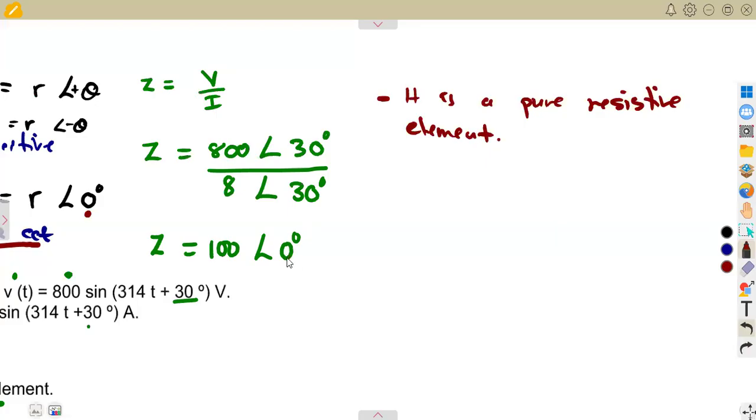This is at 0 degrees. Being at 0 degrees, it means it is actually in phase with the voltage that we are given. All right. So that is the nature. This one, it is a pure resistive element.